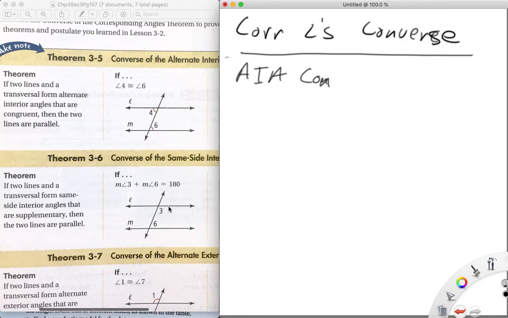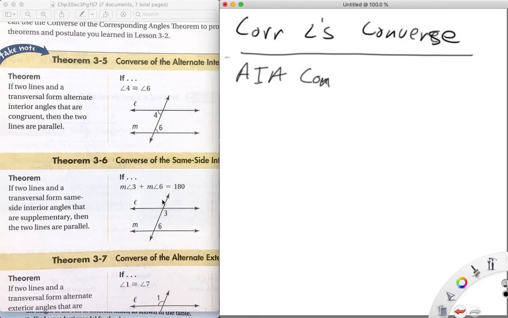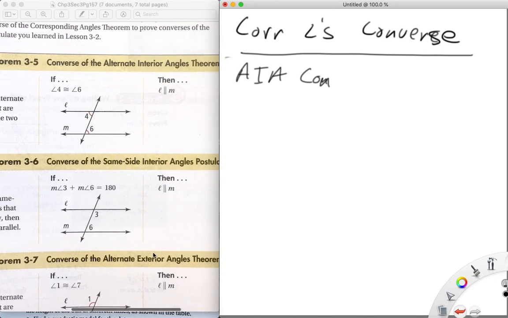Then we have the converse of same side interior or consecutive interior angles. If two lines and a transversal form same side interior angles that are supplementary, then the two lines are parallel. Meaning, if I have two lines cut by a transversal such that the same side interior angles, the two angles inside here that share the same side of the transversal, add up to 180 degrees, then the lines are parallel. And this one is the same side interior angles converse. That's how I write them down.